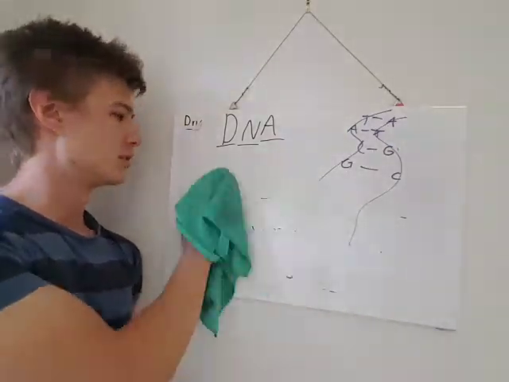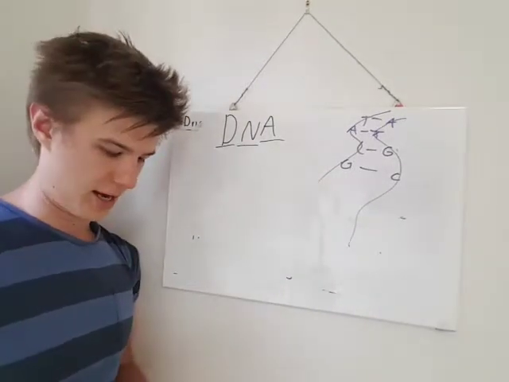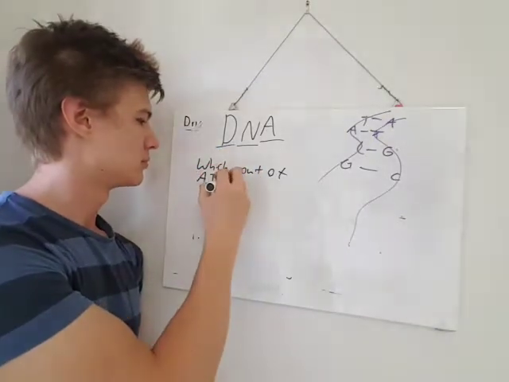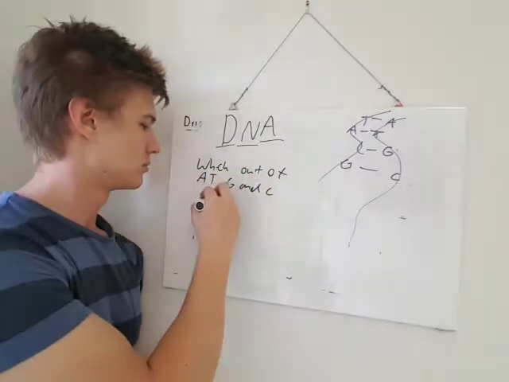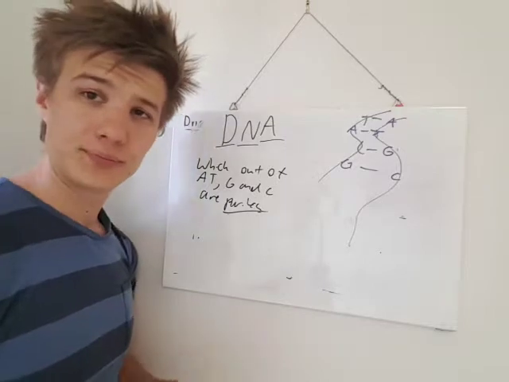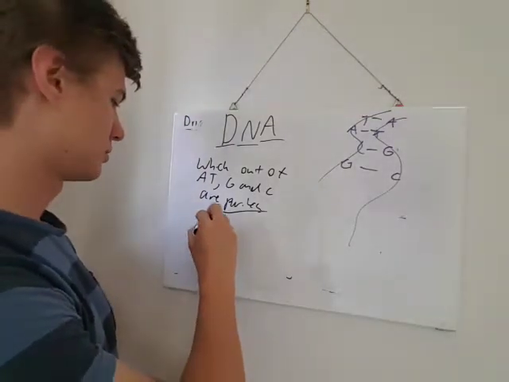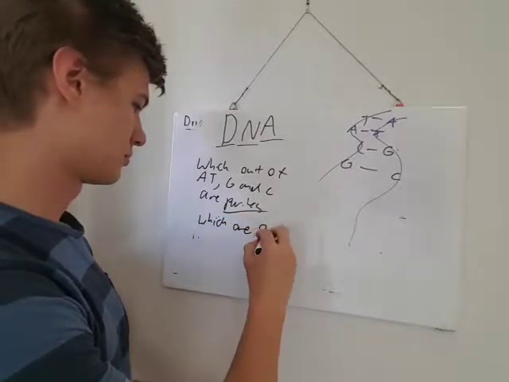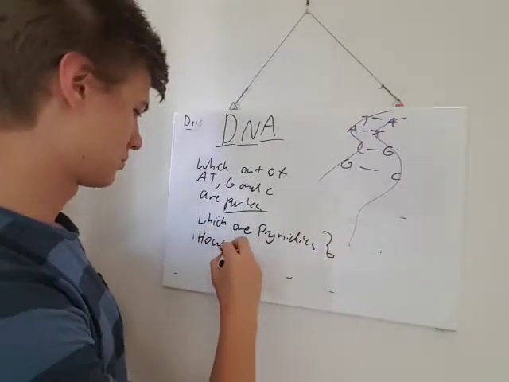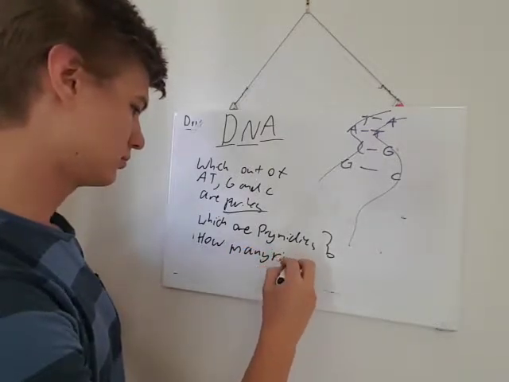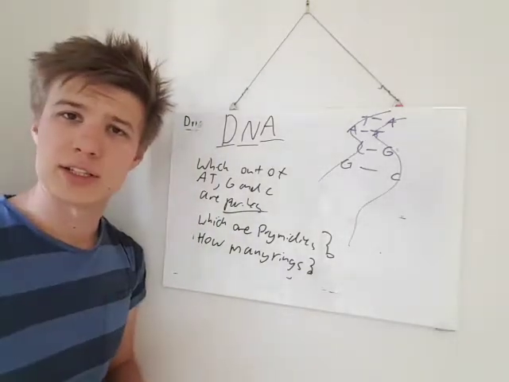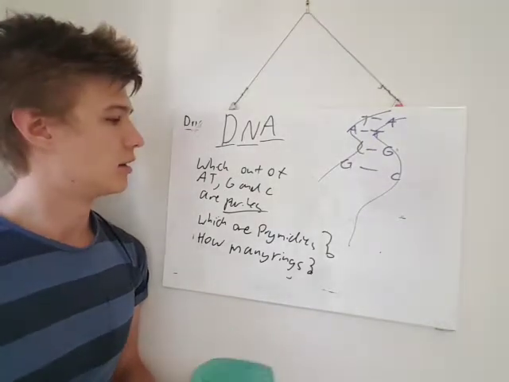If I can erase this. So, which out of A, T, G, and C are purines, which are pyrimidines, and how many rings do they have? Think about it. Which are purines? Okay, so ATGC, which are purines, which are pyrimidines, and how many rings do they have? Ready, set, go. Let's get the answer.